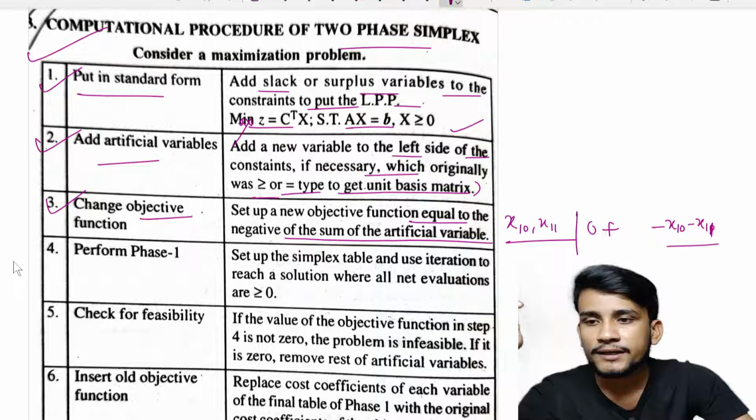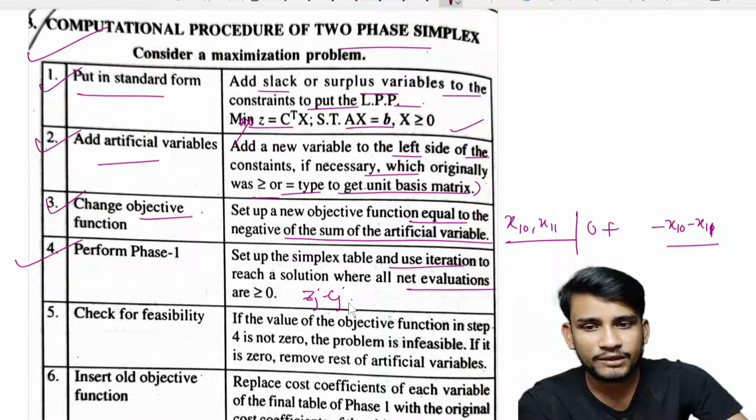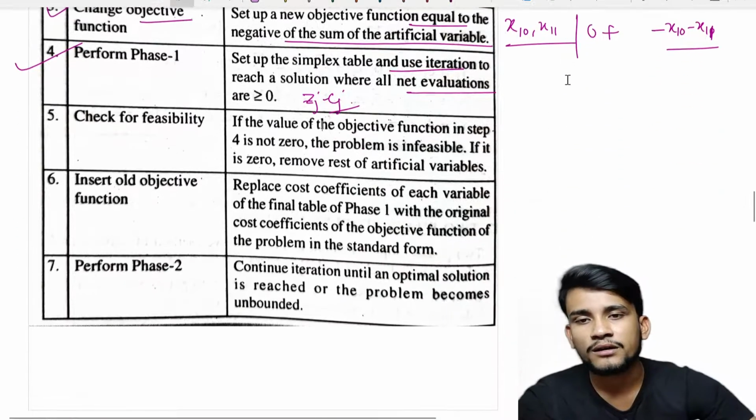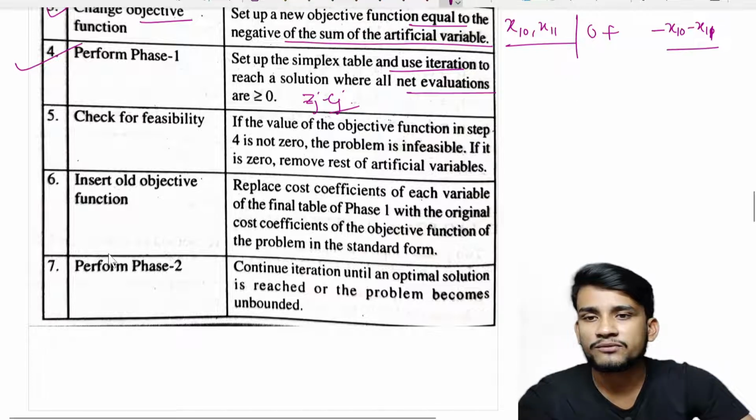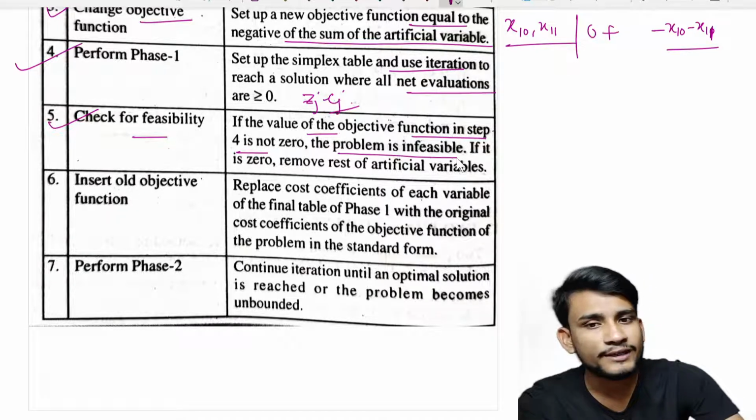Okay, next, perform phase 1, that is, set up the simplex table and use the iterations to reach the solution where all the net evaluations, that is, the Zj minus Cj terms, are greater than or equal to 0, and this is the condition for optimality. And then check the feasibility, that is, if the value of the objective function in step 4 is not 0, then the problem is infeasible.